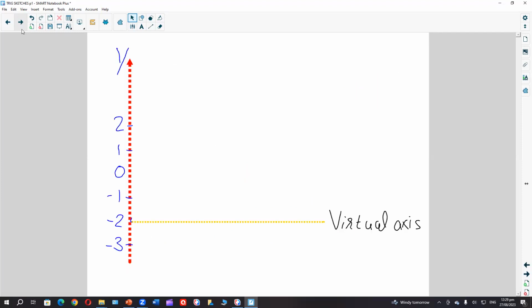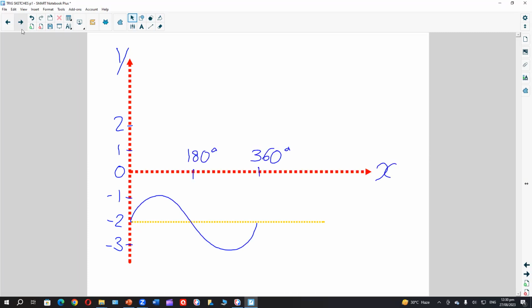Now look at this graph. I have made the numbers minus 3, minus 2, minus 1, 0, and 1. I have drawn a virtual axis at minus 2. So then you draw the sketch. Later you have to draw an x-axis on 0 and then you have to mark the angles.